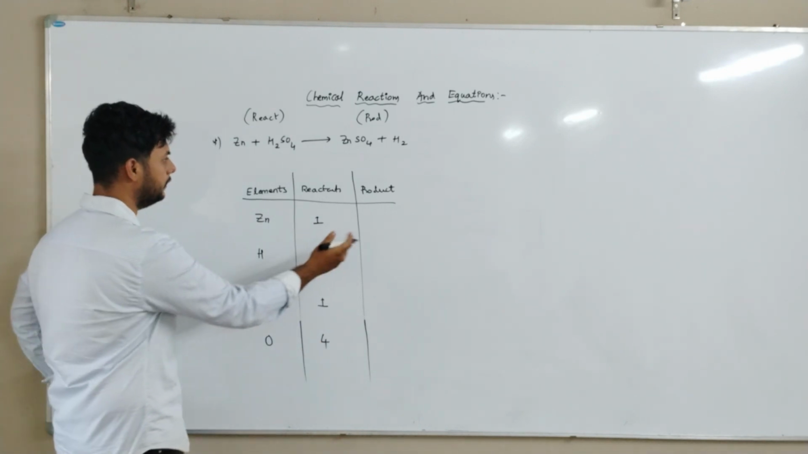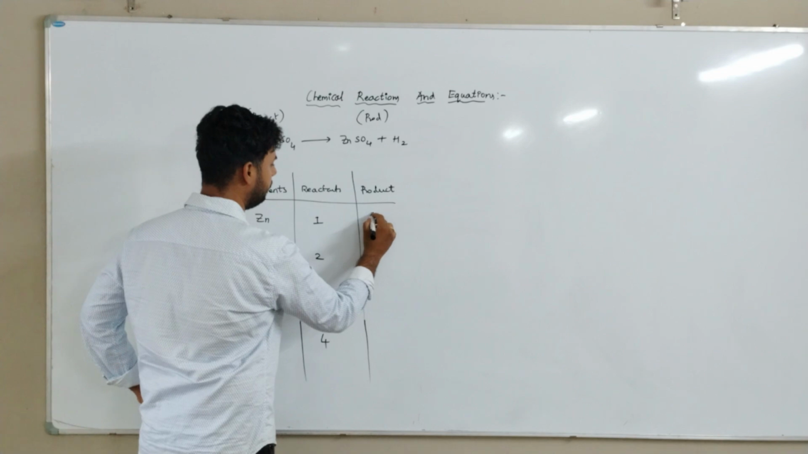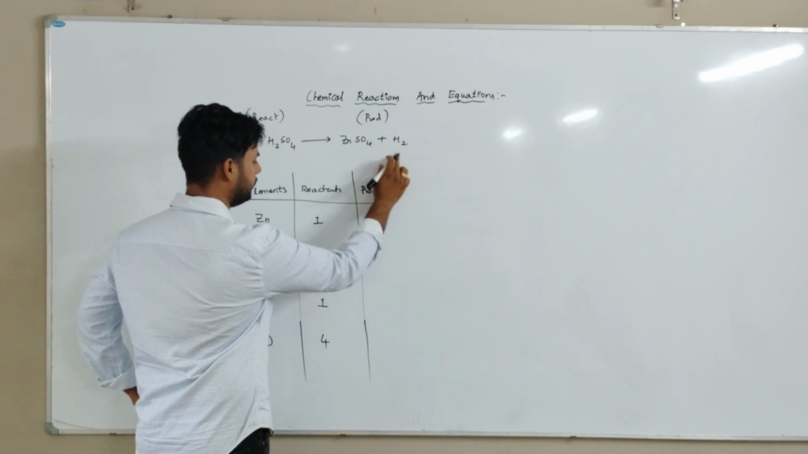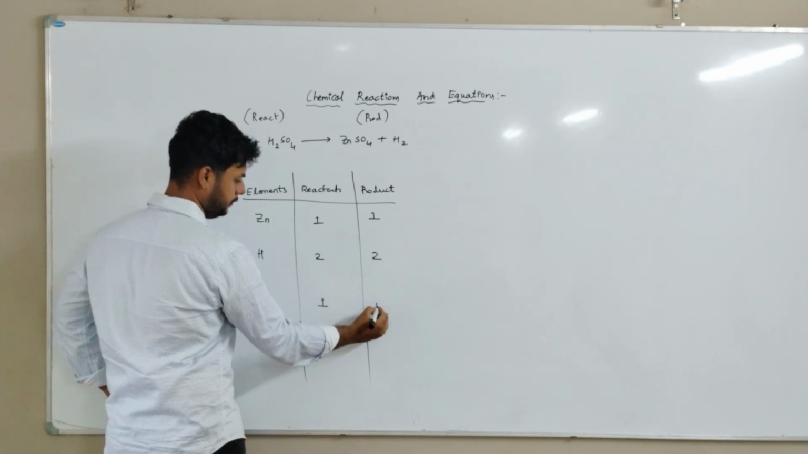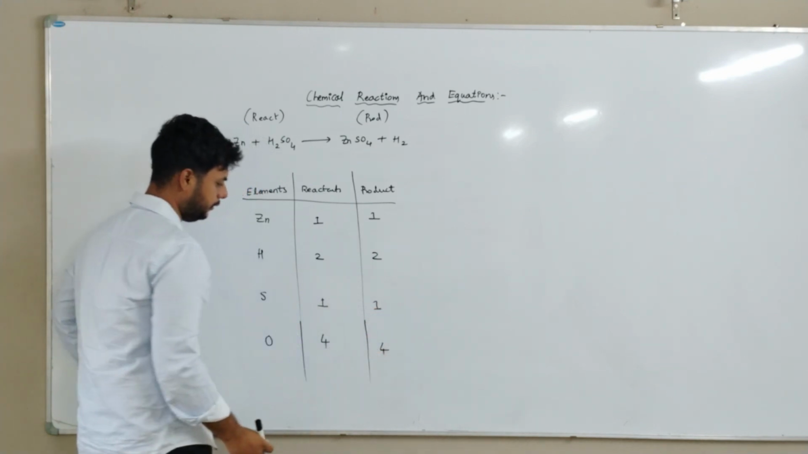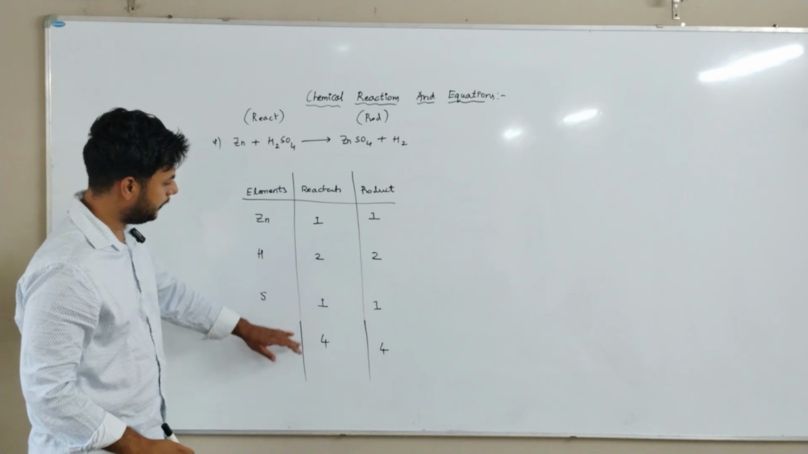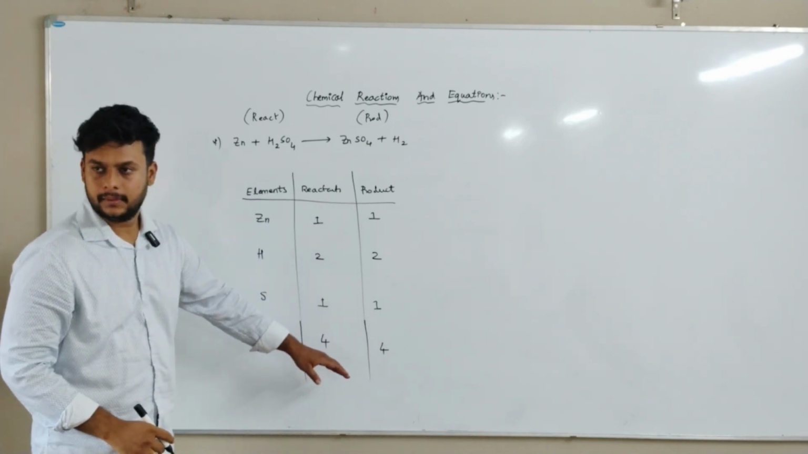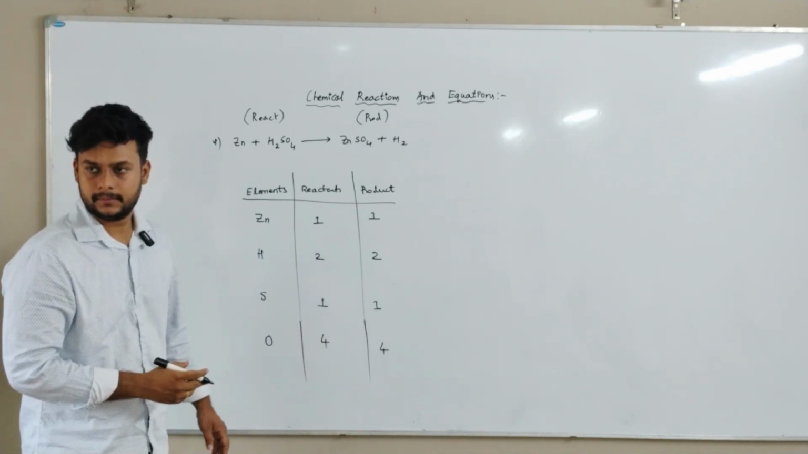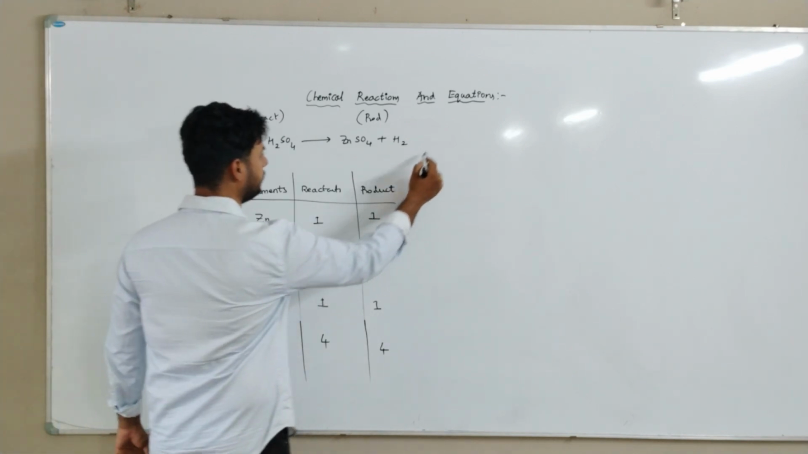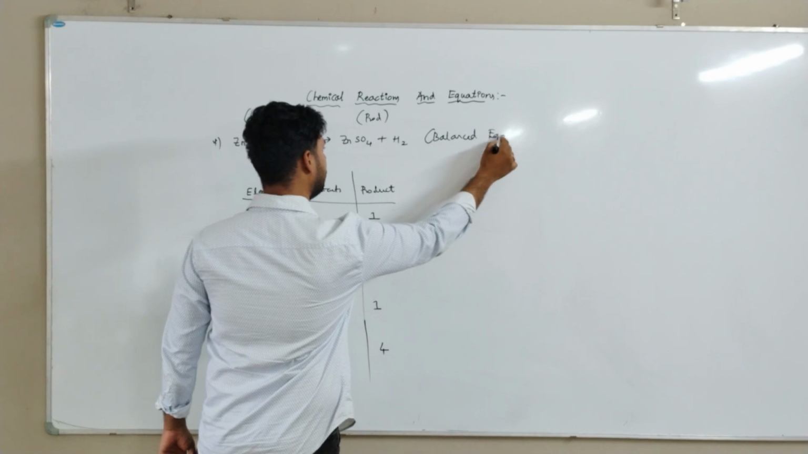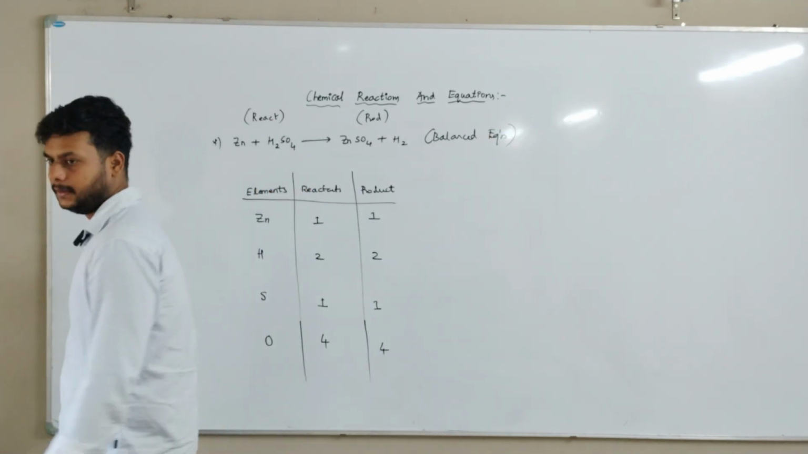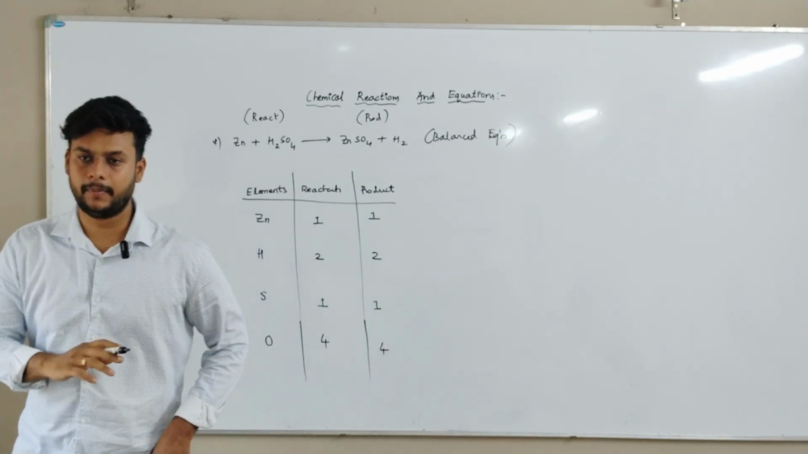Similarly here in the product side, zinc 1, H2, S1, O4. See, almost everything is balanced here. Should I change anything? Correct? So this is a balanced equation. So there is no need to change anything. This is one balanced equation. Understood? So this is how a balanced equation looks.